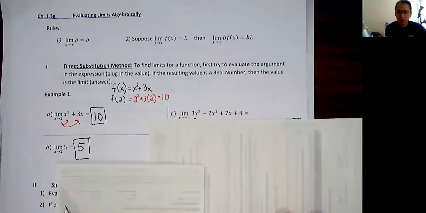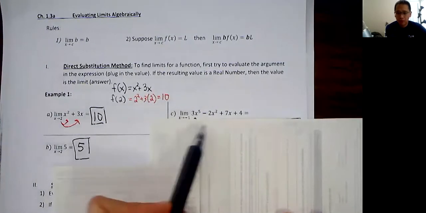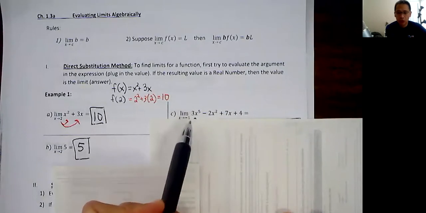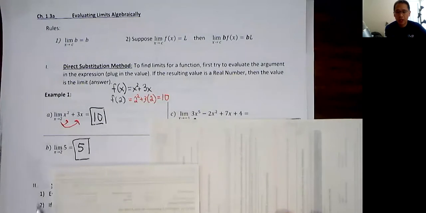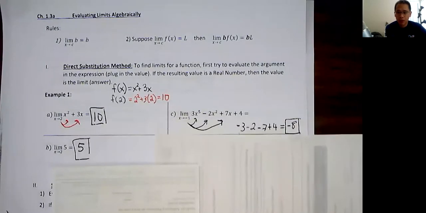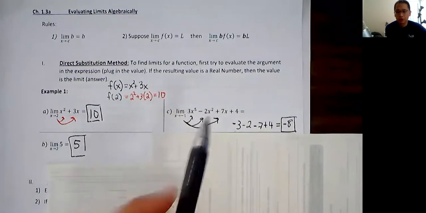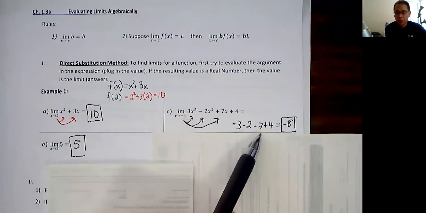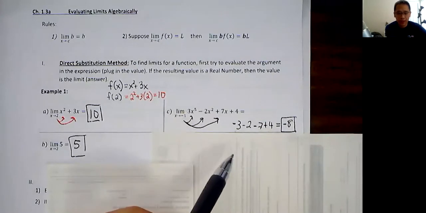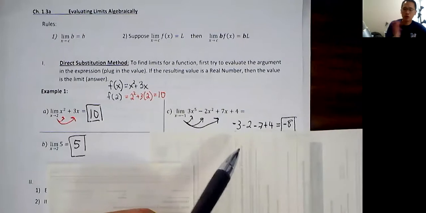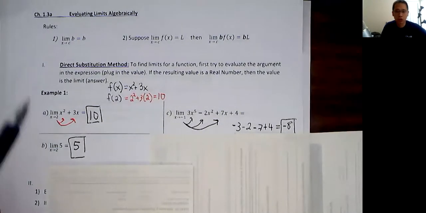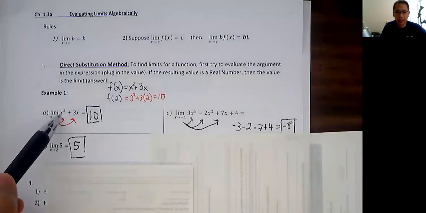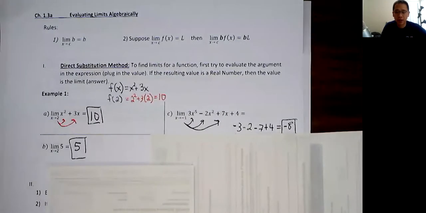Right. Part C, we have a function. Same idea, we're just going to plug -1 in for all the x's and see if we get a real number. And we do. -3 minus 2 minus 7 plus 4 is equal to -8. All right, so far we haven't had any issues. There's no distinction right now between finding a limit and evaluating a function at a value.